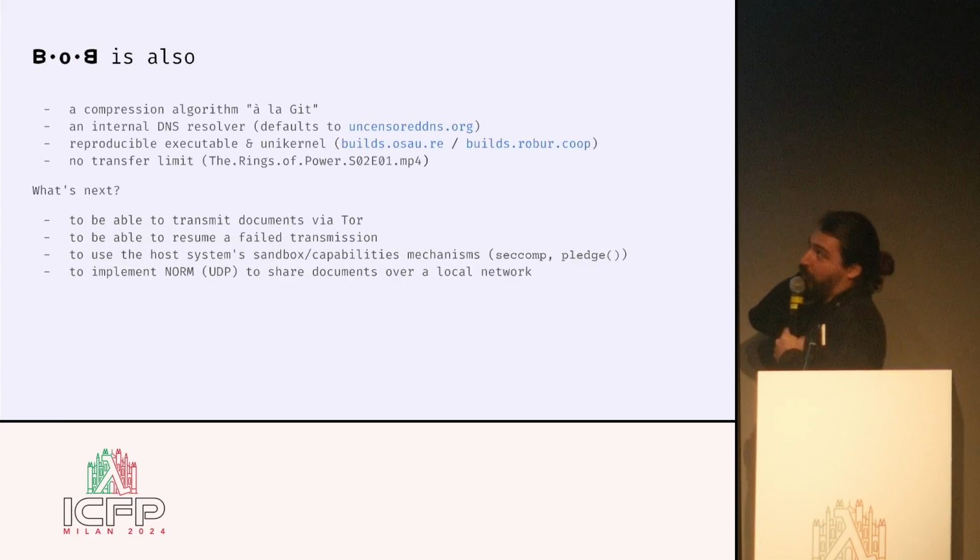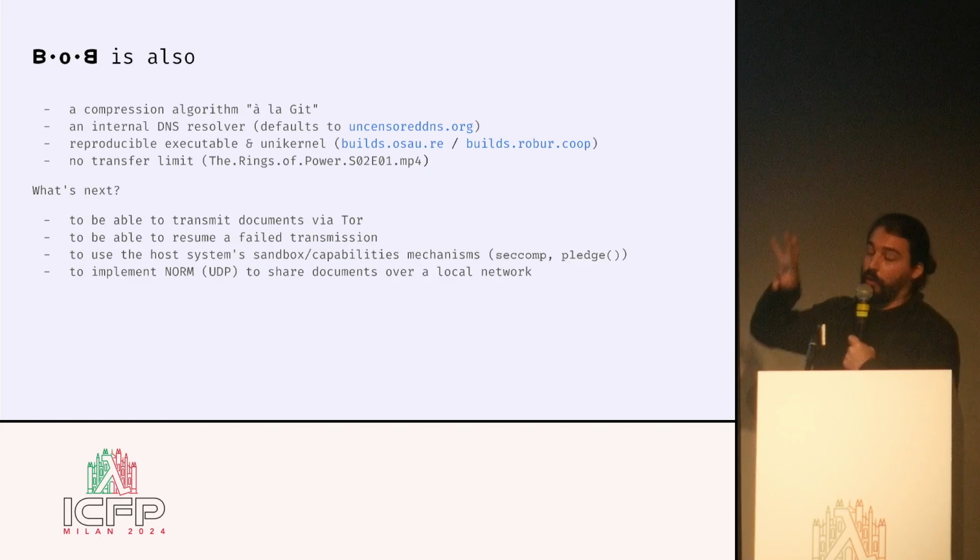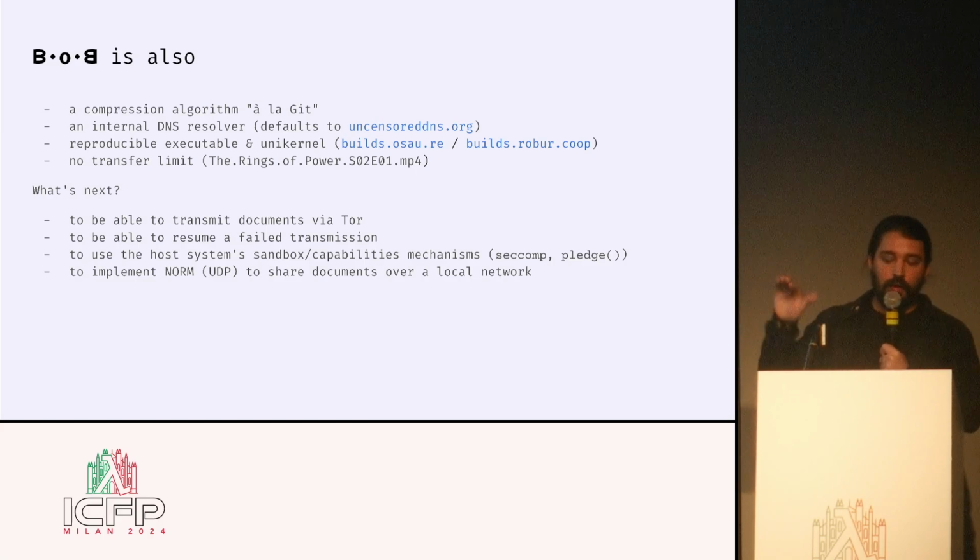So Bob is also a compression algorithm. For instance, if you want to send 15 gigabytes of documentation, we will try to compress that to 250 megabytes. So the ratio is big. So 50 gigabytes, 200 megabytes. So it's a compression à la Git. We do exactly the same.